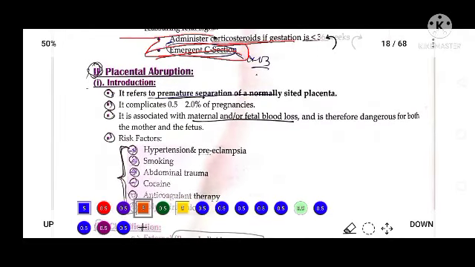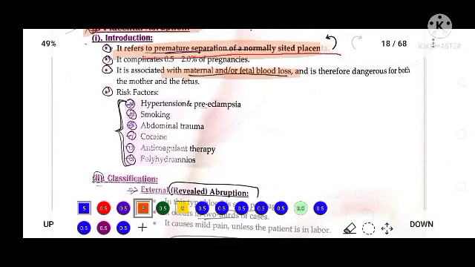Another condition which can create bleeding is placental abruption. Abruption means premature separation of the placenta from its normal site. In this condition, the placenta is sited at the normal position, but premature separation occurs after 20 weeks of pregnancy and before birth, and that condition can create problems for the mother as well as for the fetus. Blood loss of both of these occurs and hypovolemic shock can happen. Risk factors are hypertension and preeclampsia, smoking, abdominal trauma, cocaine, anticoagulant therapy, and polyhydramnios.